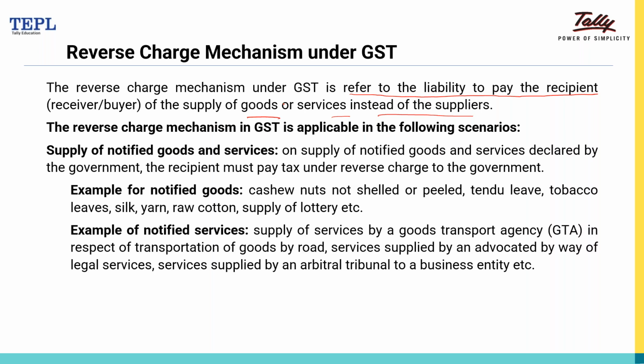So now there are two scenarios. For every transaction, you cannot charge as RCM. First, supply of notified goods and services. You need to remember that on supply of notified goods and services declared by the government, the recipient must pay tax under reverse charge to the government.